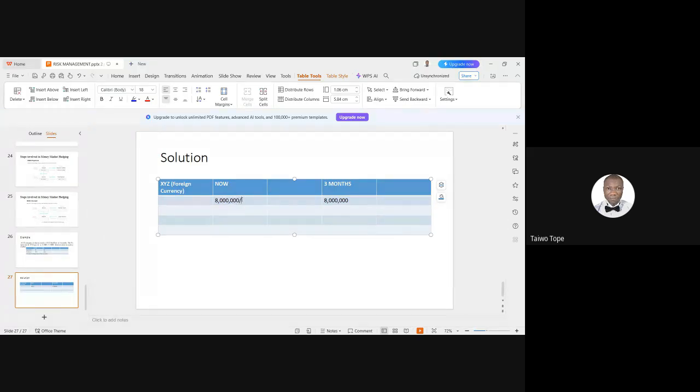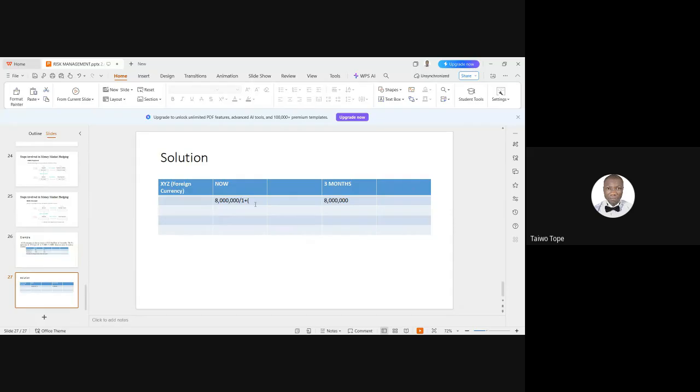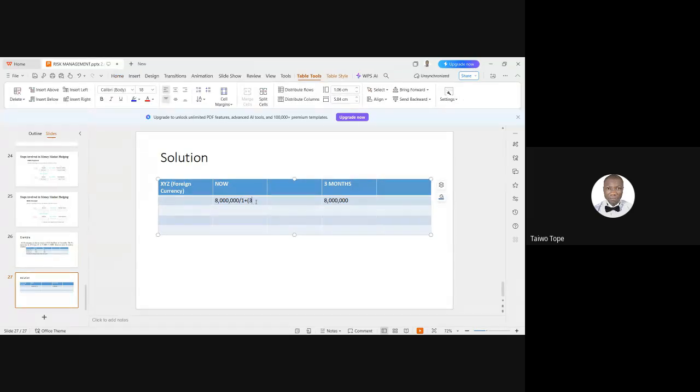8 million divided by what? 1 plus, into the bracket, the R now. You are giving 5.5 as the borrowing rate, right? Per annum. And you just want to borrow for 3 months. What will be the interest rate? It will be 3 over 12 multiplied by 5.5%. The result will be what? You must know how to punch your calculator.